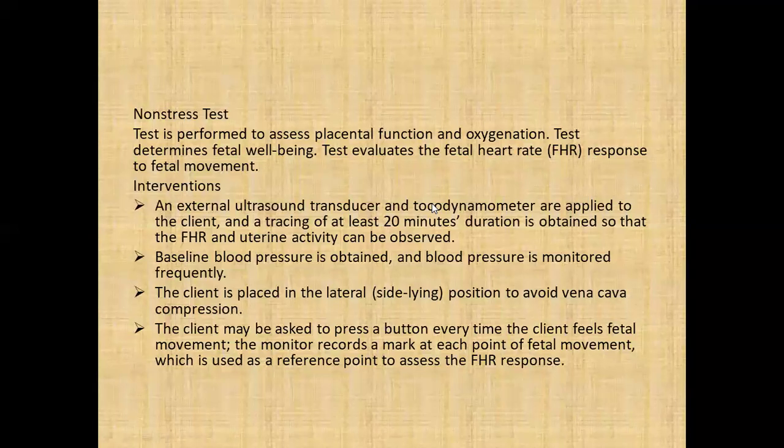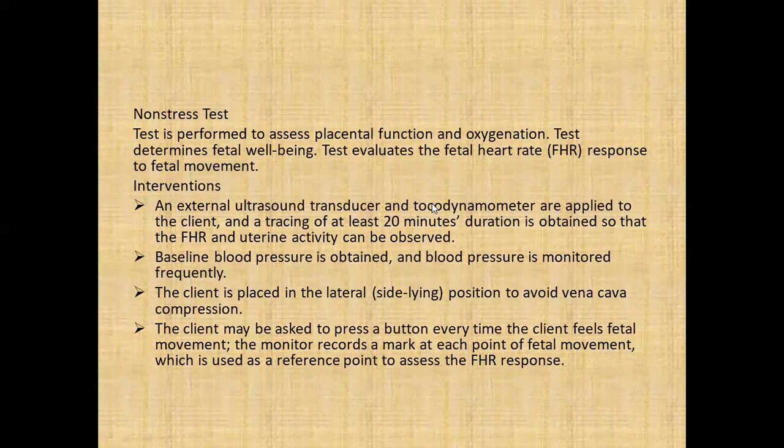The mother is given what we call a button on the monitor that she has to press. Anytime the mother experiences fetal movement, she should press the button, and the monitor will record the fetal activity. That is done for a period of 20 minutes. The mother is made to undergo that procedure for 20 minutes. Monitors are applied, and the mother presses the button anytime she feels fetal movement.